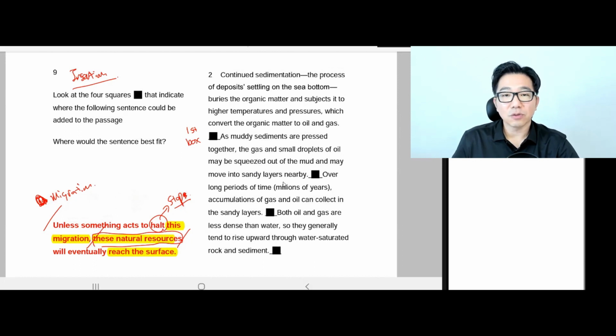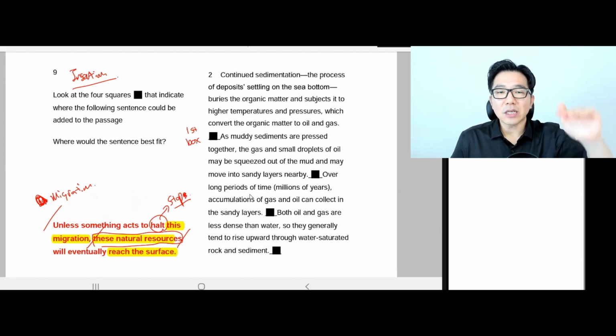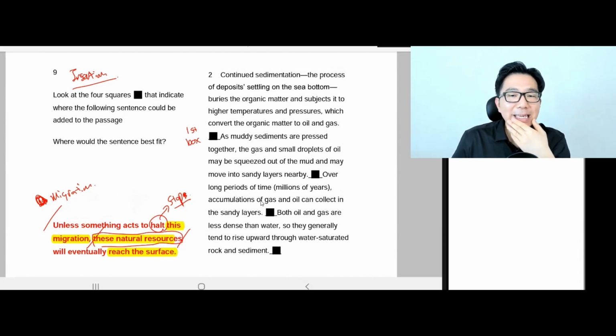No, that's absolutely not. "Over a long period of time," yeah, I like this better. Accumulation, not a migration, so maybe not yet, "of gas and oil can collect in sandy layers." Exactly. So there is no migration here.